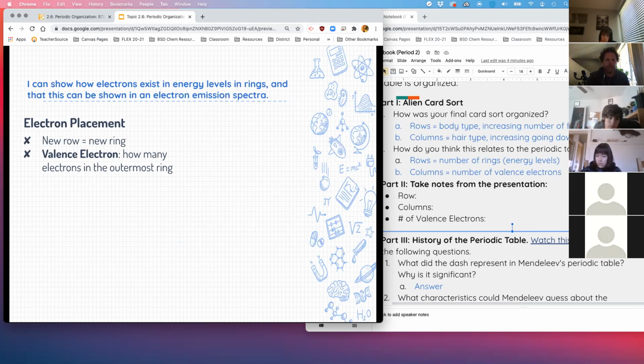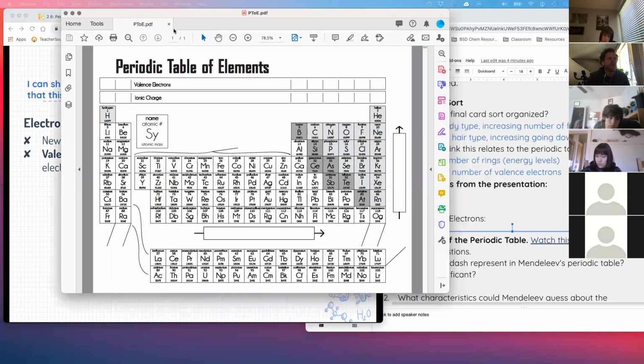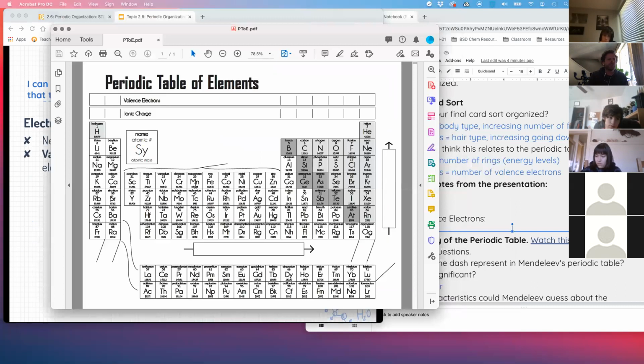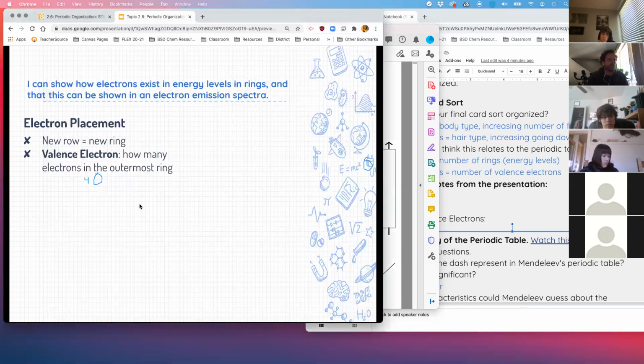So that means if I'm looking at my periodic table, and I ask you how many rings something has, you just need to count what row it's on. So if I say, how many rings does argon have? You go, oh, it has 1, 2, 3 rings. How many rings does potassium have? You go 1, 2, 3, 4, 4 rings. Okay, so the number of rings, the number of energy levels, is represented by the rows. That's how this Bohr model works. Awesome. Now let's talk about valence electrons.